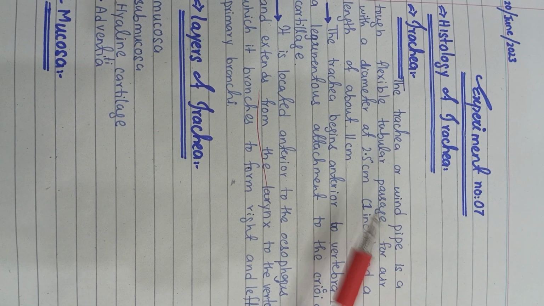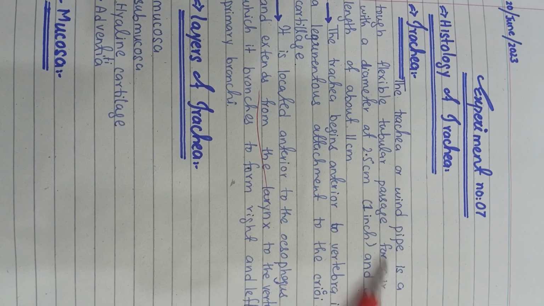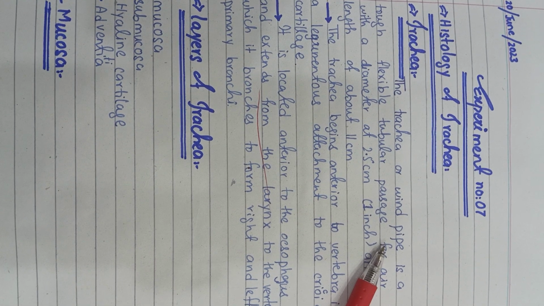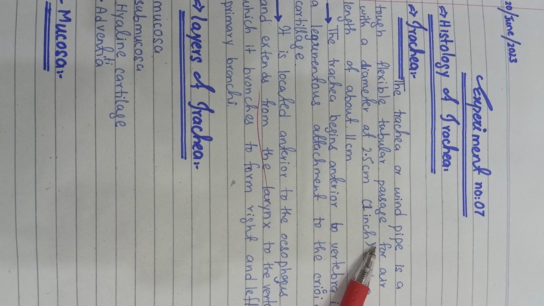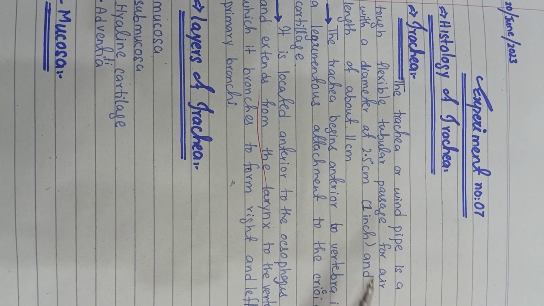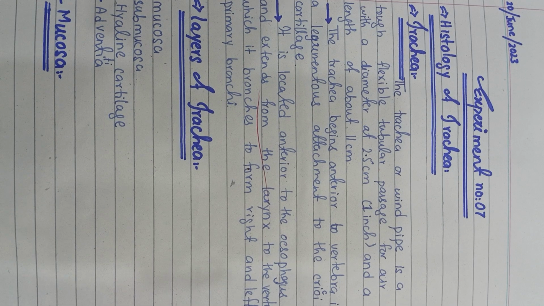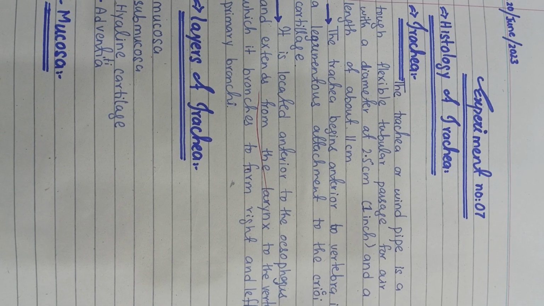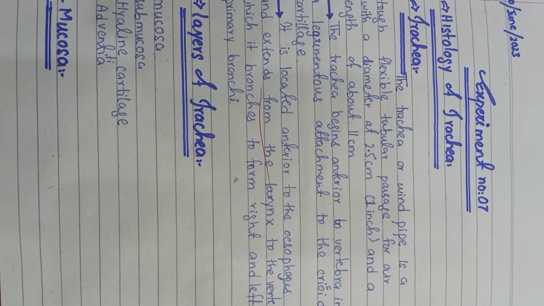So what is the trachea? Now we see some details of the trachea. The trachea is also called the windpipe because, as you know very well, it is a passage of air. It is a tough and flexible tubular passage for the air. It is very flexible, and it is also tough because it has C-shaped rings in it.